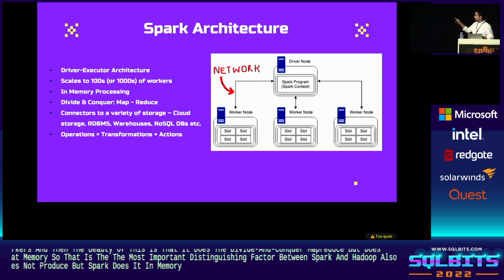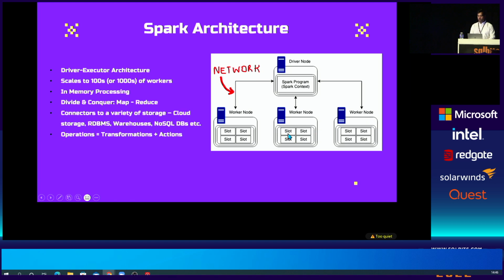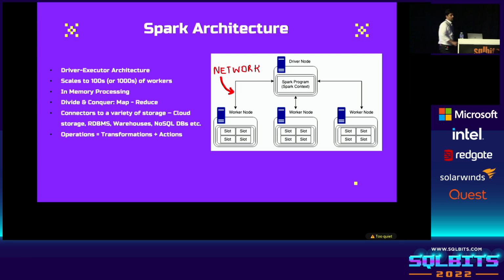Now, all those slots that you see at the bottom here on the worker nodes are basically containers or slots, or basically executors. So you have a task, a certain portion of data that you want analyzed and processed. The executors will pick it up and run it. So that's basically the architecture.